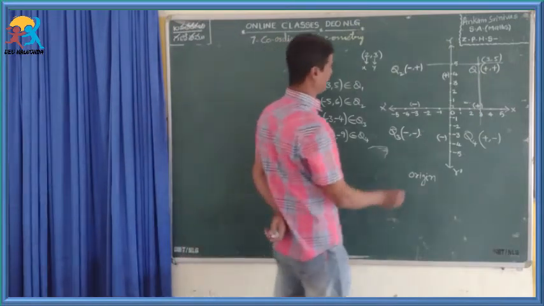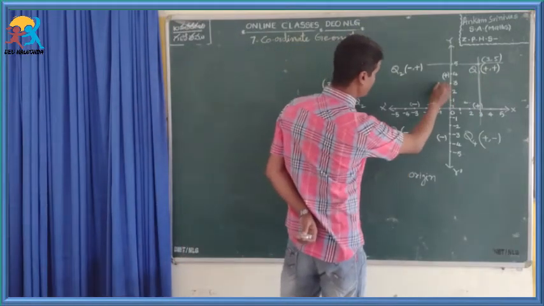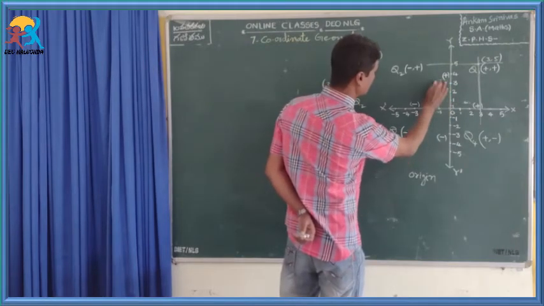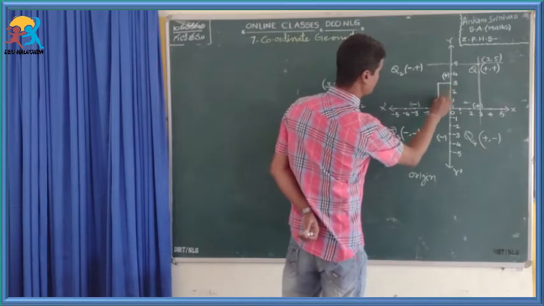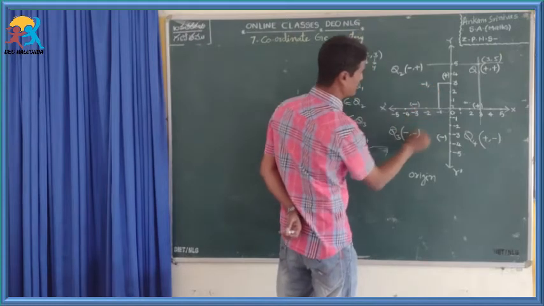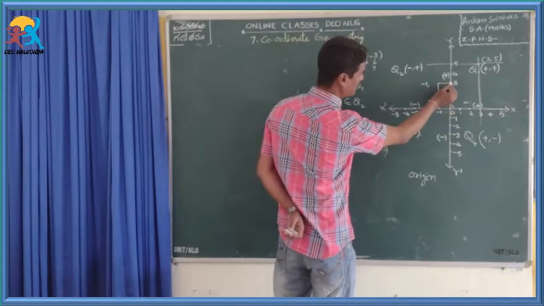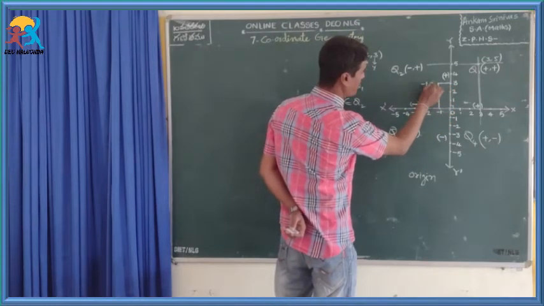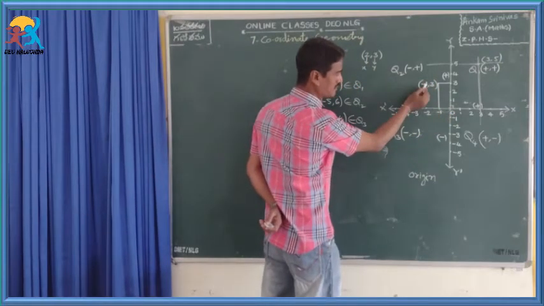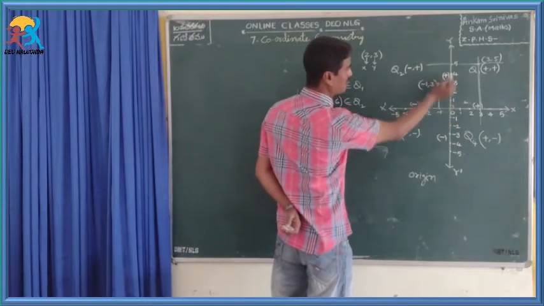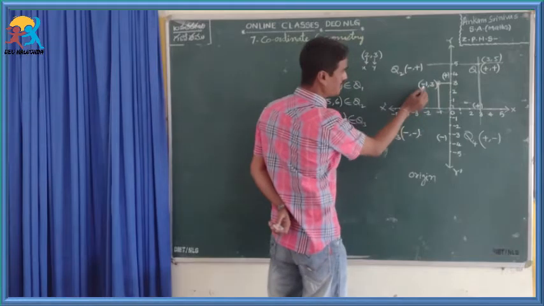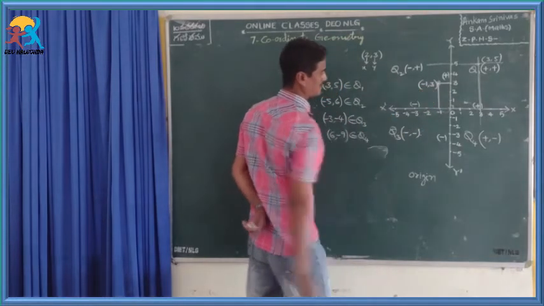Suppose I take this point. From the origin on the x-axis, minus 1 unit, and from the origin on the y-axis, 3 units. So this point is denoted by minus 1 comma 3.